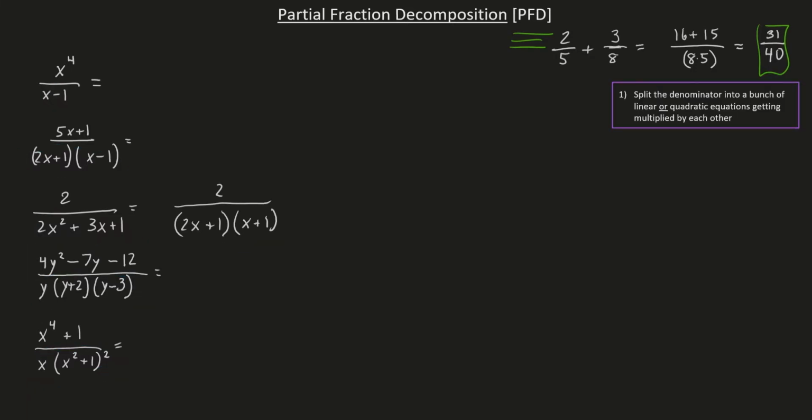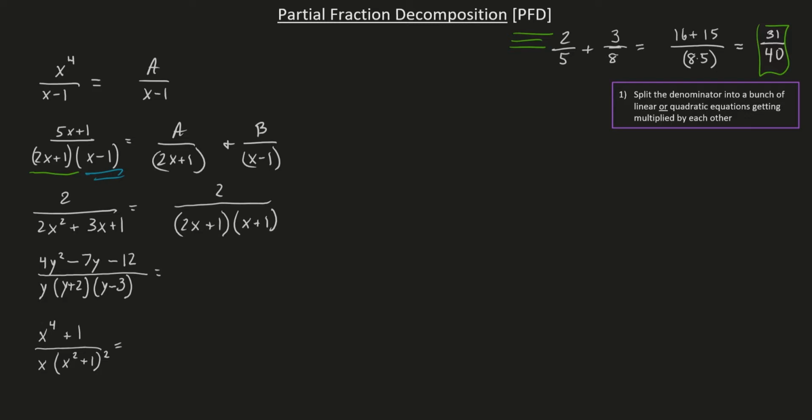So the next step is that each linear equation gets one constant over it, and each quadratic equation gets two constants over it. So my top one would just equal a over x minus 1. This one right here would equal a over 2x plus 1. So this linear equation gets one constant. And we have another linear equation here, so it gets its own constant as well. So I'm splitting the fraction based on its linear and quadratic equations, and each linear equation gets one constant, and each quadratic equation gets two constants.